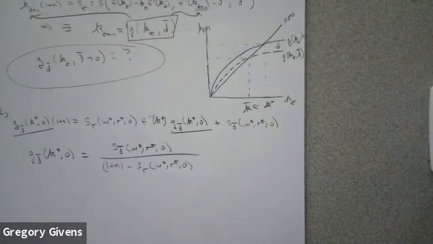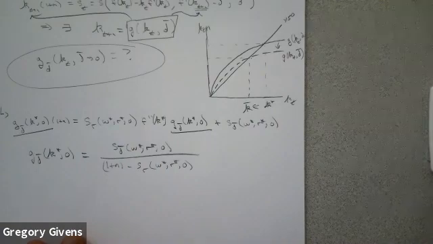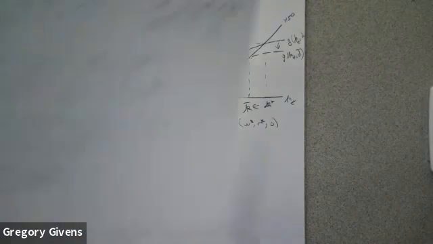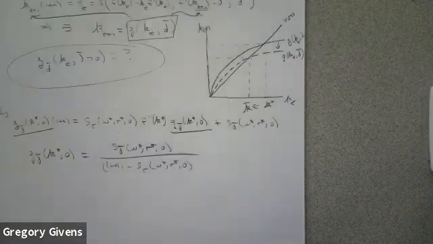Okay? So that's not too difficult. You can take those partial derivatives. The question is, can we sign this? What's the sign of the numerator? Well, we know that. It's negative. We got that on the last page. In fact, it's less than -1.